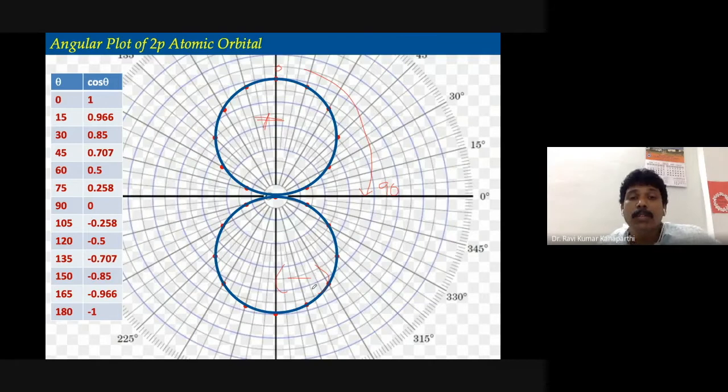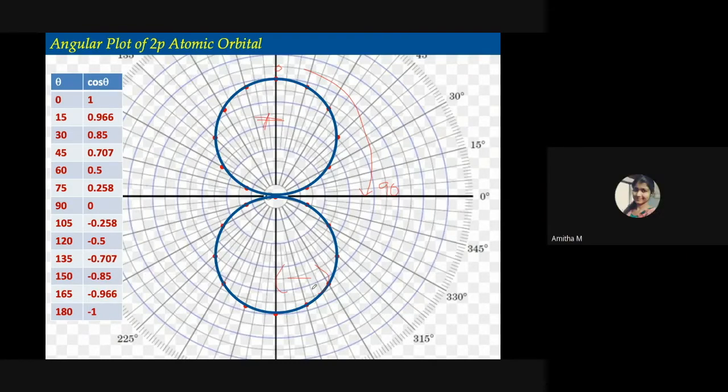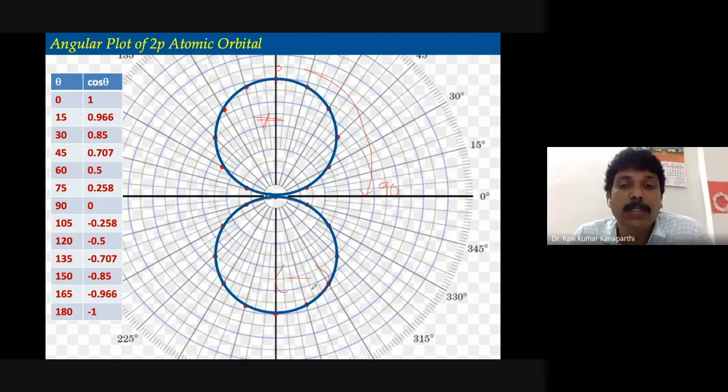I hope that you understood how the particular shape, what you have learned in previous classes, has arrived. Do you appreciate this? Yes, sir. So the shape what you have learned, the p orbital is a double dumbbell shape. It is essentially because of the angular part of the total wave function of the hydrogen atom. The angular part we refer to as the spherical harmonics.